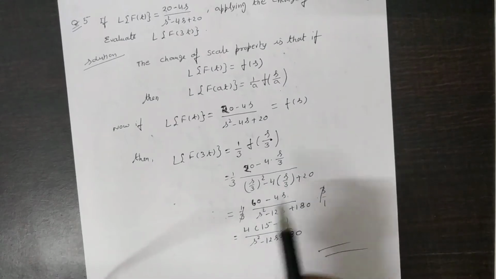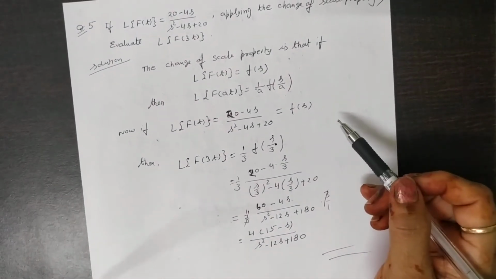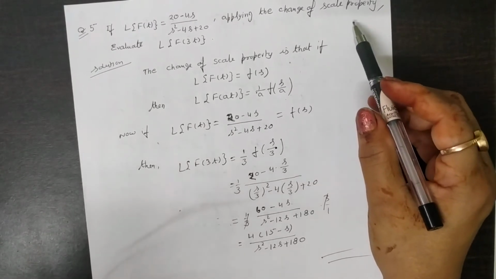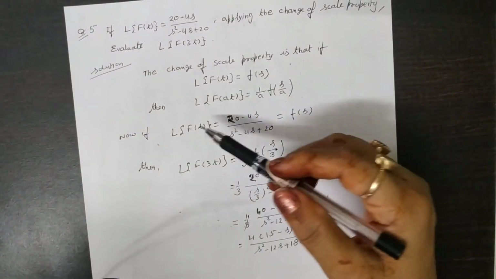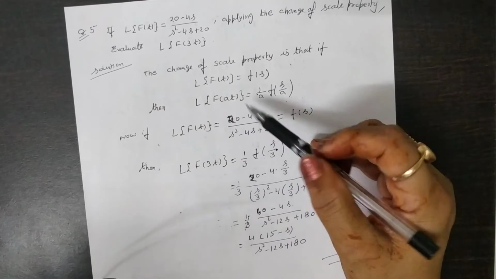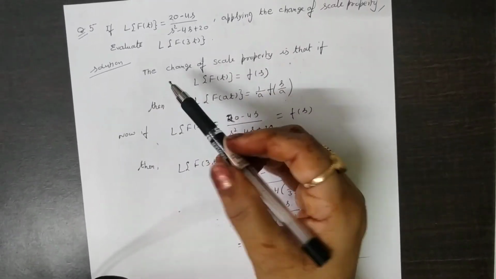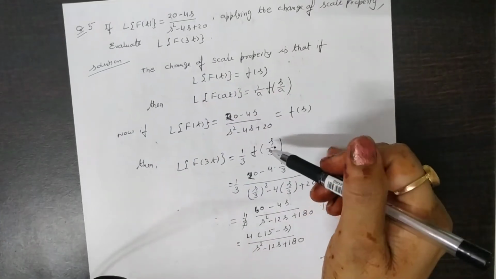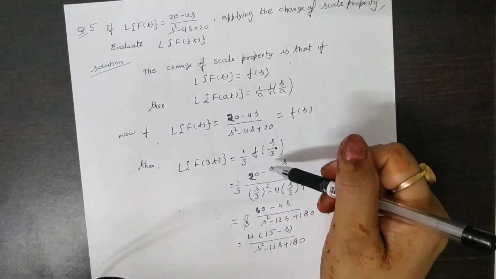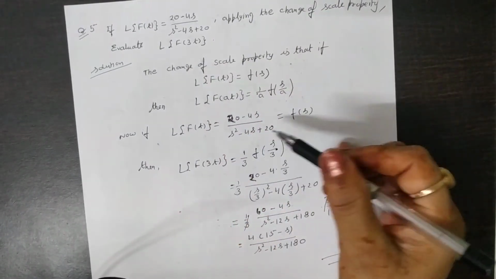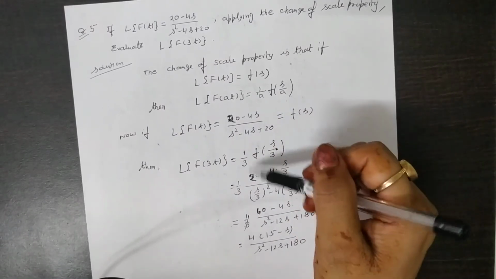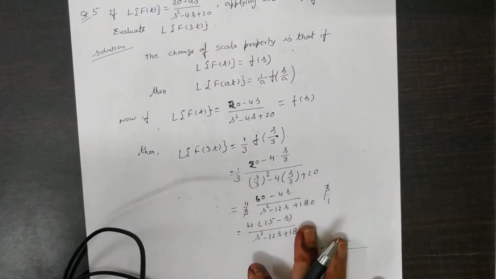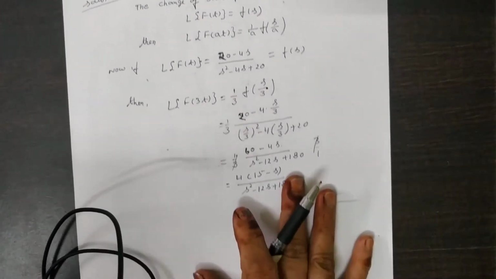So I think you can solve many questions by using the change of scale property. L of f(t) is given, and if they ask you f(2t), then you substitute f(s by 2); if f(5t), then a is 5, and you substitute here. Similarly, in the same way you can obtain this property. Okay, thank you.